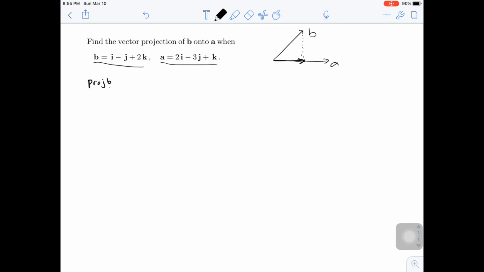The projection of B onto A is equal to the dot product of the two vectors divided by the length of A squared, times vector A. So first, let's do the dot product of vector A and vector B.